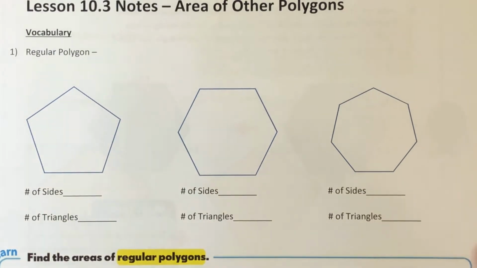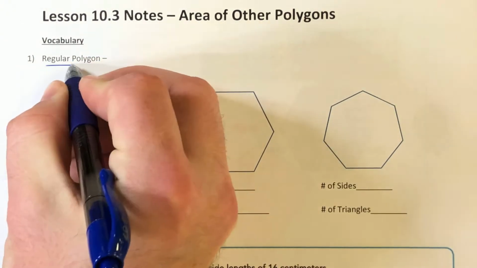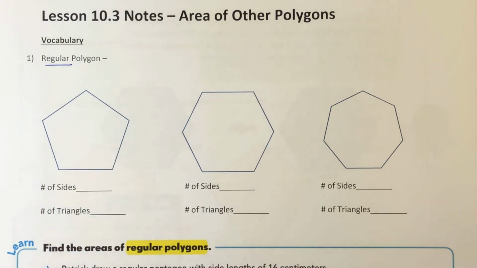So today we're going over 10.3, area of other polygons. In my other videos, we have gone over area of triangles, parallelograms, and trapezoids. Now we're going to go over other polygons such as pentagons, heptagons, hexagons, and kites. Essentially, shapes that are made up of multiple triangles. So, we only have one vocab term. It would be a regular polygon. Regular implies equal or the same size.